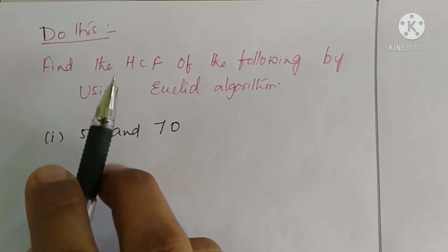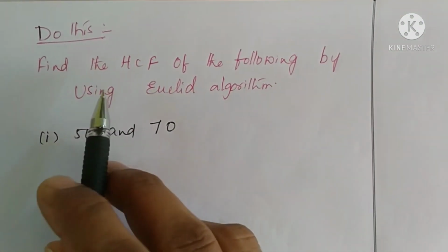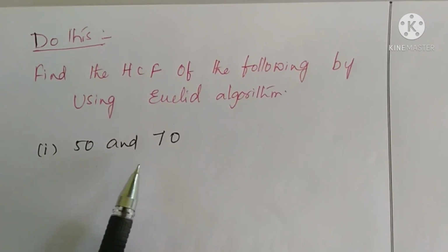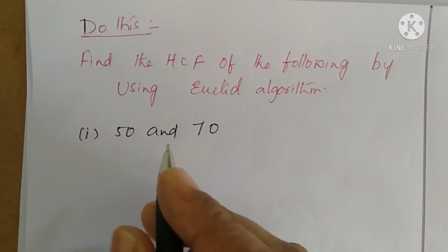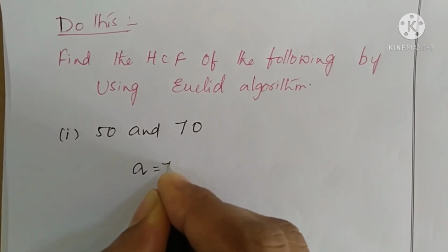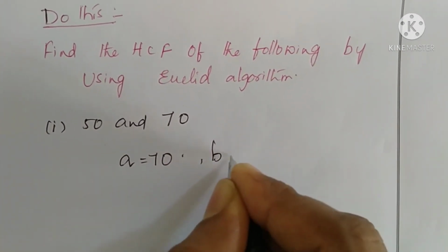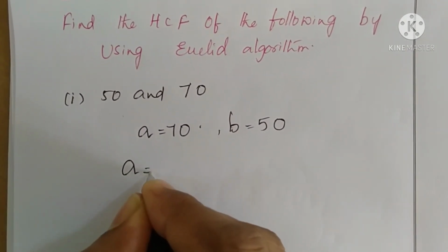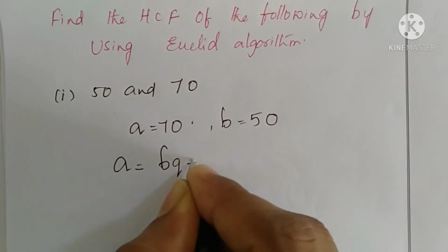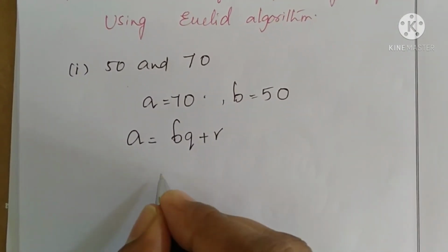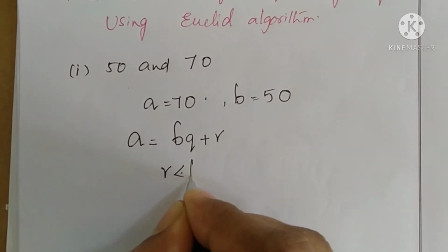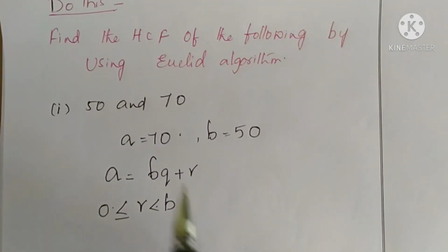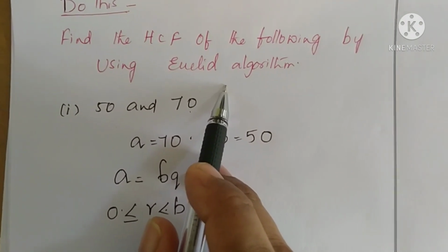This is our first question from Do This. Find the HCF of the following by using the Euclid division algorithm. First one, 50 and 70. So here 70 is A and 50 is B. We know the formula A is equal to BQ plus R. The condition for the remainder R is that it is always less than B and greater than or equal to 0. We have to find the HCF of these two numbers by using the Euclid division algorithm.